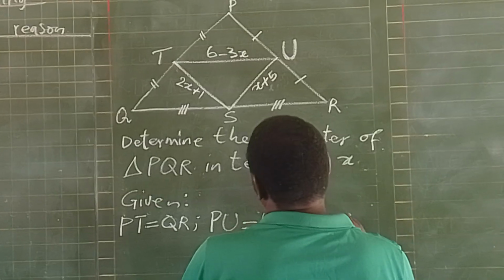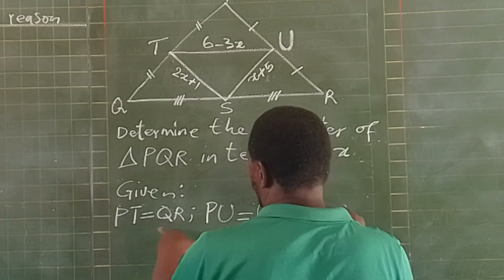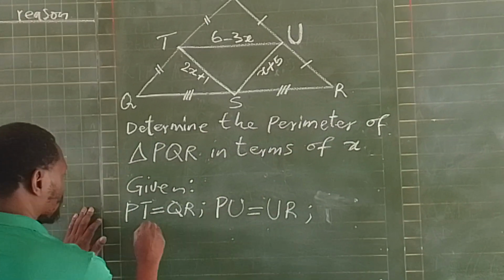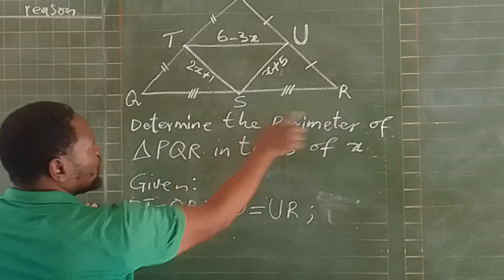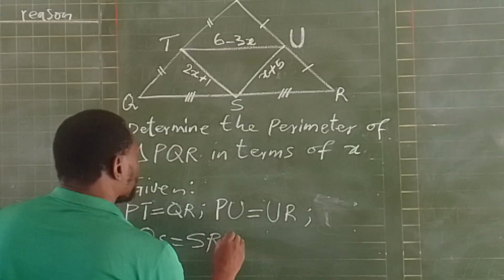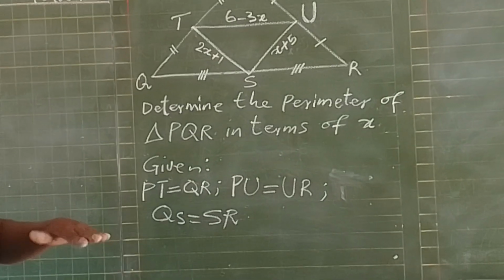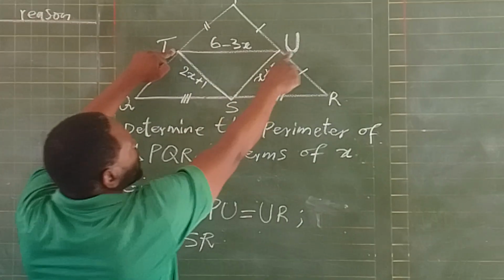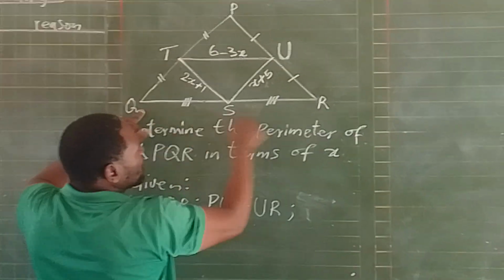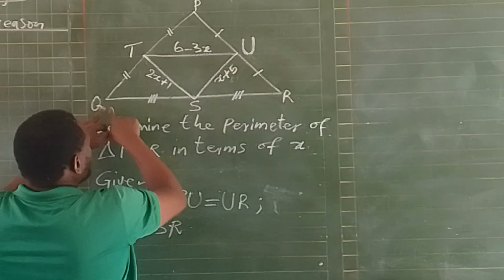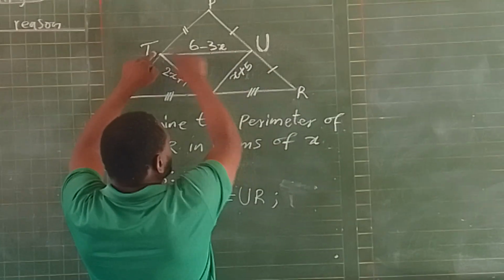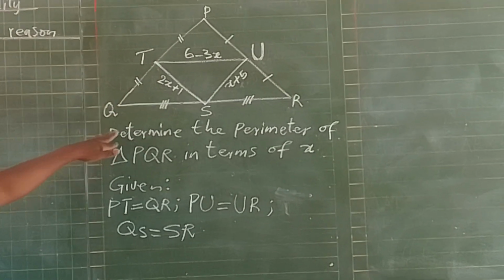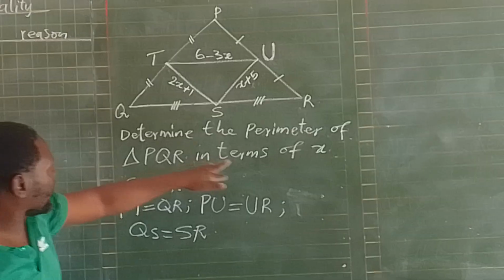Theorem 2 says that TU is half QR, or QR is twice TU. So this is what we are going to prove now. Now they want us to find the perimeter in terms of x.